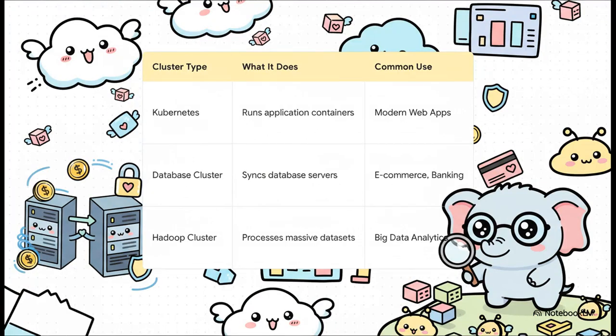So clusters come in a few different flavors, each one specialized for a certain job. You've probably heard of Kubernetes, right? It's basically the king of clusters for running modern applications in what are called containers. Then you've got database clusters. These are absolutely crucial for things like online stores or banks, where you need to make sure your data is always safe and available. And for the really heavy-duty stuff, like analyzing mountains of information, you have things like Hadoop clusters, which are the engine behind a lot of big data analytics.